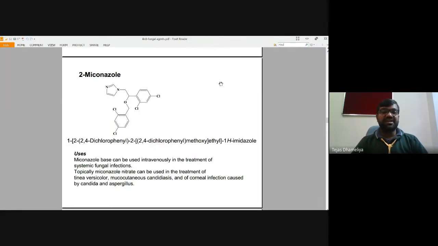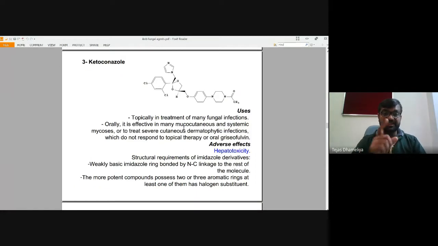Econazole is another imidazole derivative, having the structure like this, and the IUPAC name is also there. Another substance is ketoconazole. Ketoconazole has an imidazole ring and a piperazine ring in its chemical structure, and it is useful in some fungal infections like this. But it can cause hepatotoxicity, which is one of the major side effects of this drug.